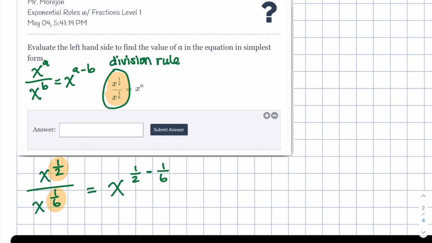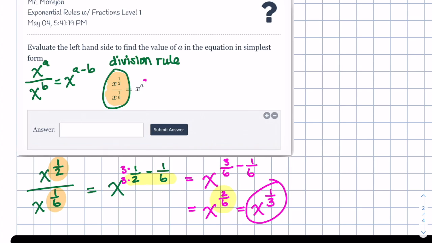So again, we run into the same problem from last time. Down here, our denominators are not the same, so we cannot subtract them yet. So ask ourselves, is there a way to turn 2 into 6? Oh yeah, I can just multiply both by 3. So that'll give me x to the 3/6 minus 1/6, which is x to the 2/6. And you can even go one step further and reduce this a little bit more. So if you took this 2/6, you can reduce that to 1/3.